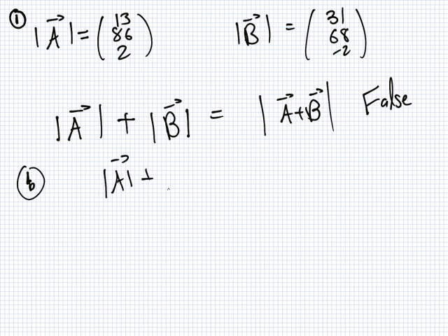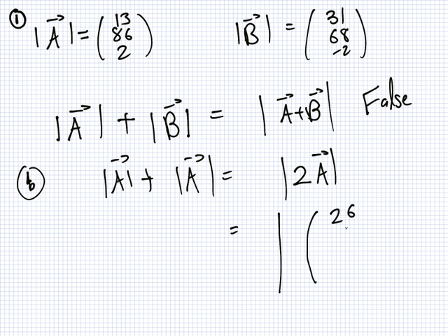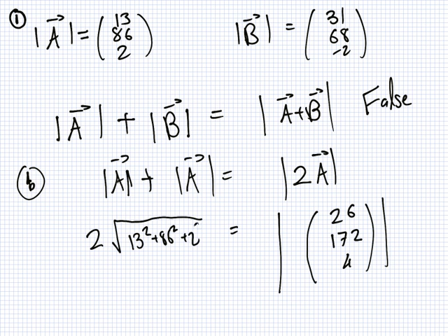The second one here, B, the magnitude of A plus the magnitude of A equals the magnitude of 2A. So that is, if you get the length of A and add it to itself, is it the same as doubling the vector and then getting the length? So this would be the magnitude of 26, 172, and 4. Is that the same as this magnitude plus itself? So in other words, 2 root 13 squared plus 86 squared plus 2 squared. So what do we think here? Is this true or is this false?